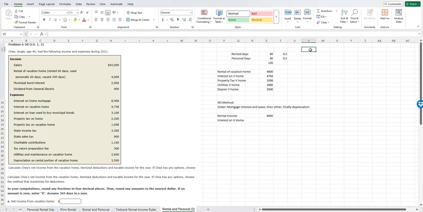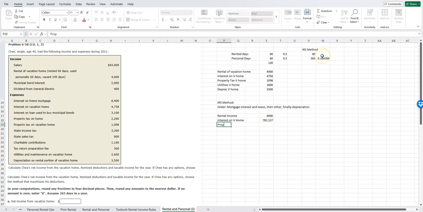So the IRS method would be the 60 days over 365 days. We'll divide that, and it would get to be that number right there. So I'm going to say equals interest times 60 over 365, equals interest times that. And I get 782.